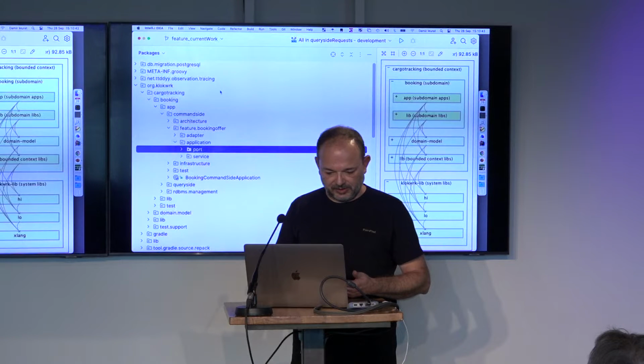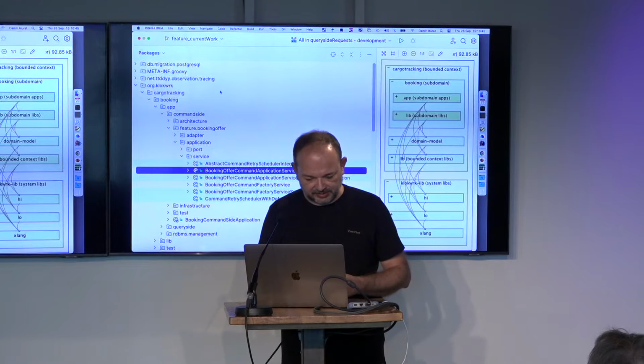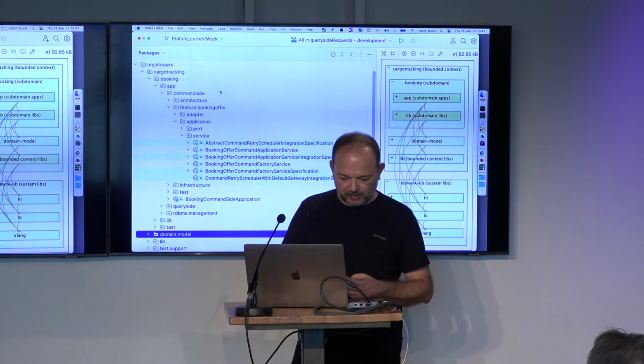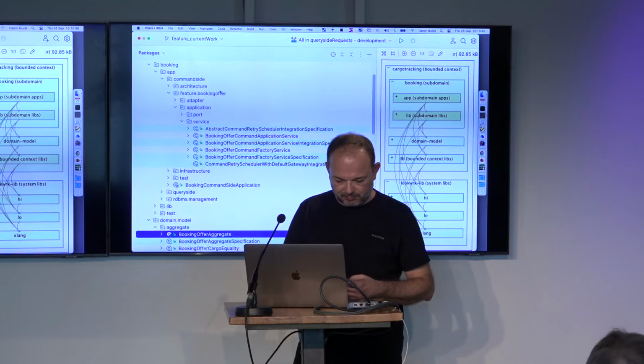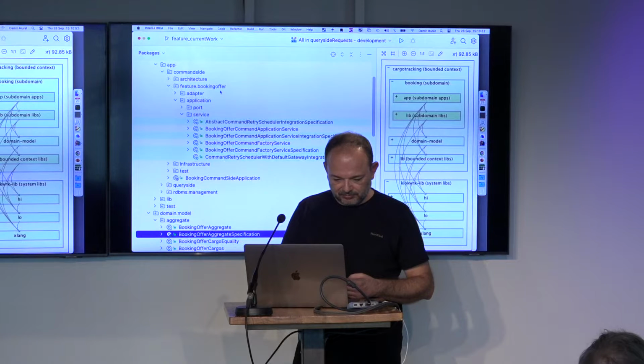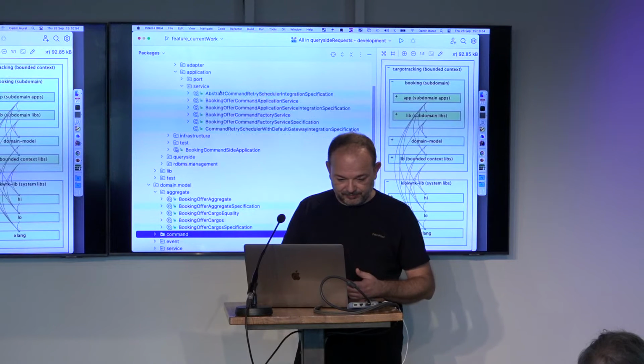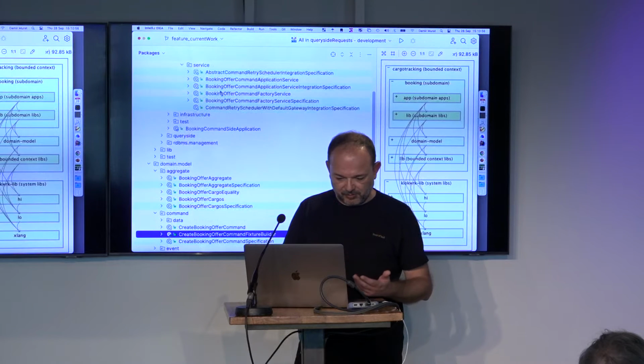And I will try to find first application service. Here it is. And I'll move down to the domain model. Here's the aggregate. Then a command. I'm looking for command and for event.